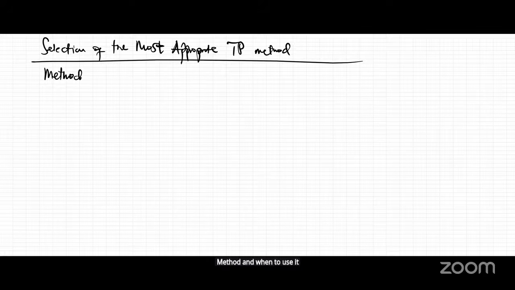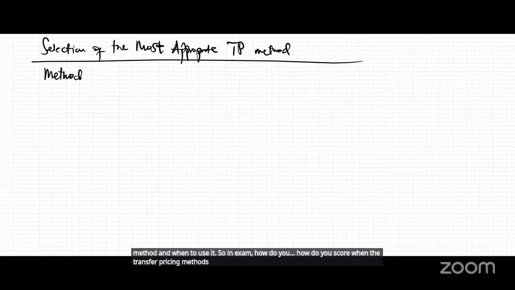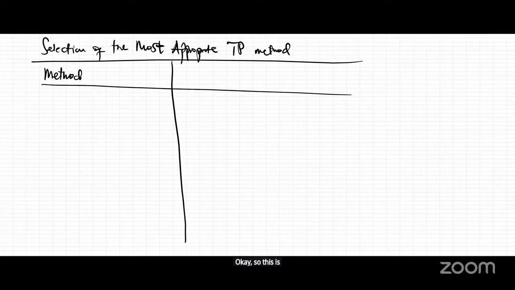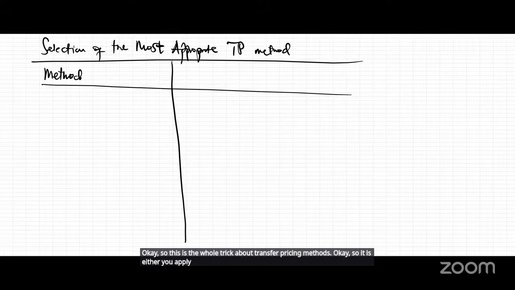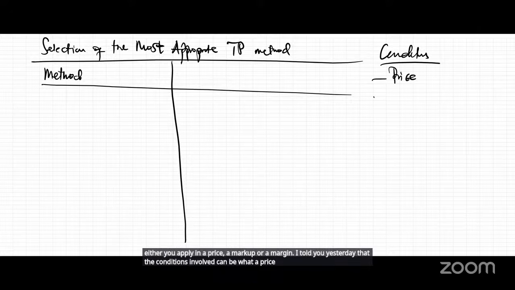So in exam, how do you score when the transfer pricing methods come? First of all, you should be able to identify the method, and you should be able to identify when to use that particular method. And I'll show you the whole trick. Okay, so this is the whole trick about transfer pricing methods. It is either you are applying a price, a markup, or a margin. I told you yesterday that the conditions involved can be a price. It can be a markup.